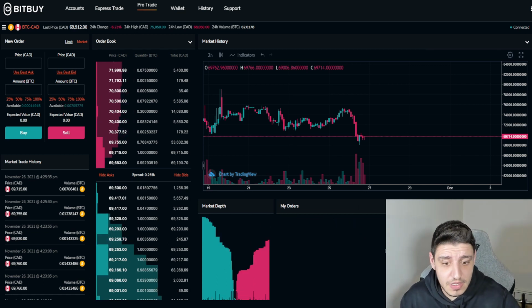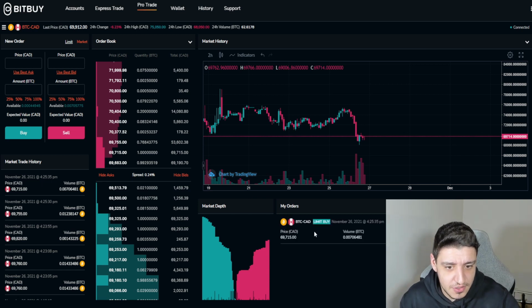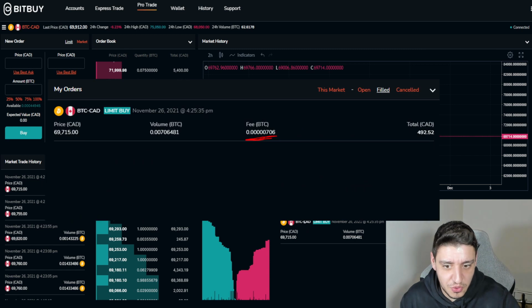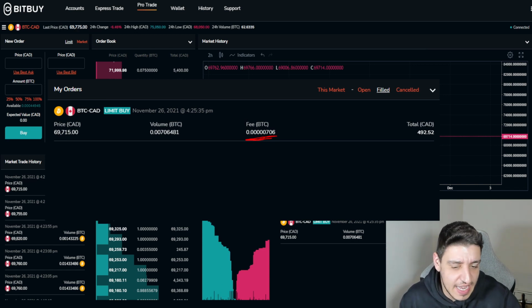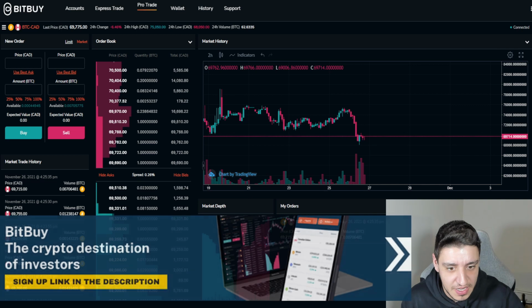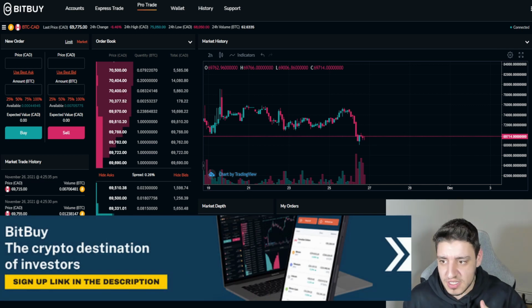And there we are. The order has disappeared from my orders. If we go to filled, we can see here that that order was filled, Bitcoin and Canadian dollars right there. And we see the exact fee, the trading volume. And again, they're completely transparent about things like their trading fees. So right here, you can clearly see exactly how much they're taking per trade. The spread is very, very nominal and low compared to other exchanges.